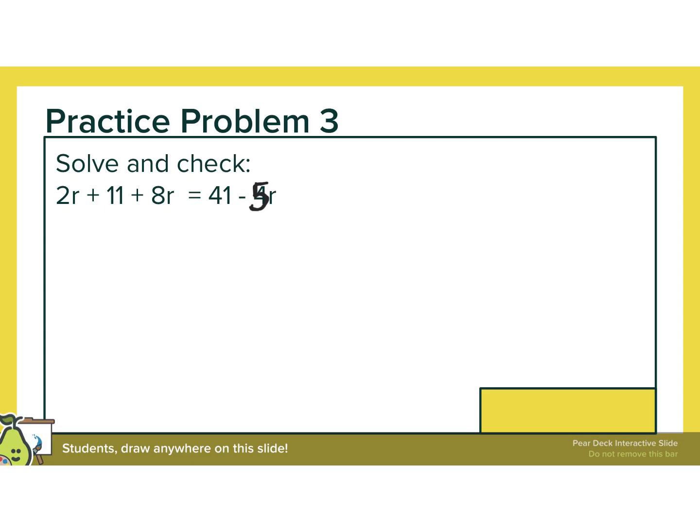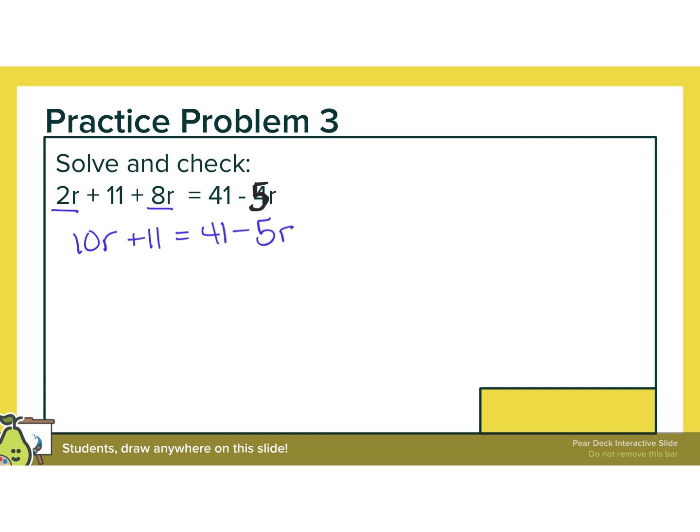Okay, so for practice problem 3, I had a typo, but yours is correct. Let's get started. So what is the first step? There are no parentheses, so I don't distribute. Step 2 says combine like terms, and I do have like terms with the 2r and the plus 8r. So those combine to give me 10r. Bring down everything else. 41 should say minus 5r on your slide.